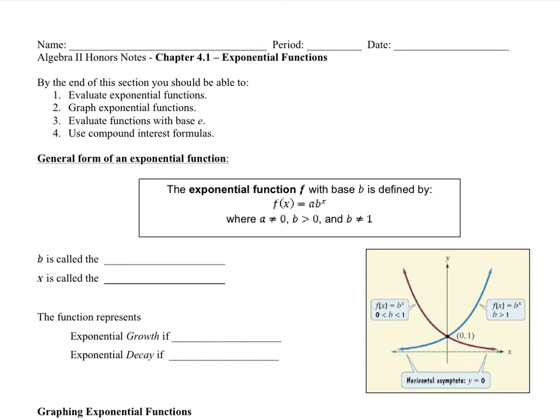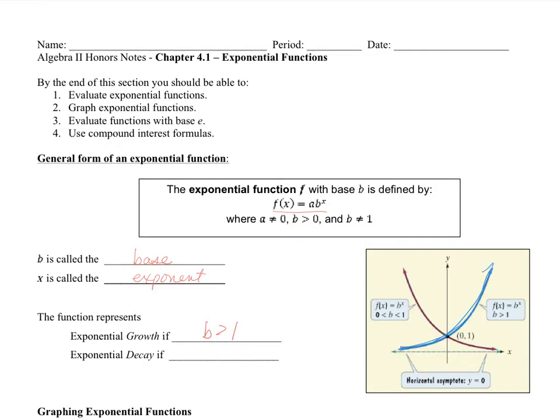You recall last week, we did investigations and explorations on exponential functions. The general form for an exponential function was written f of x, or y, equals a times b to the x. B is the base, x is the exponent.